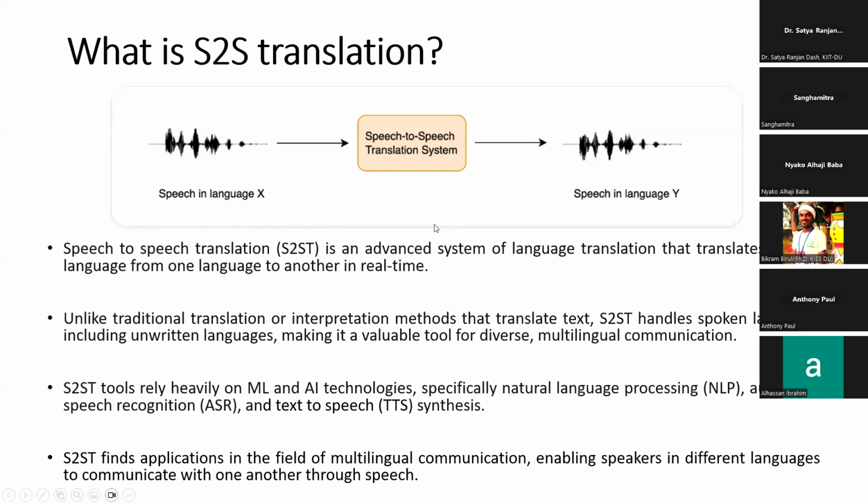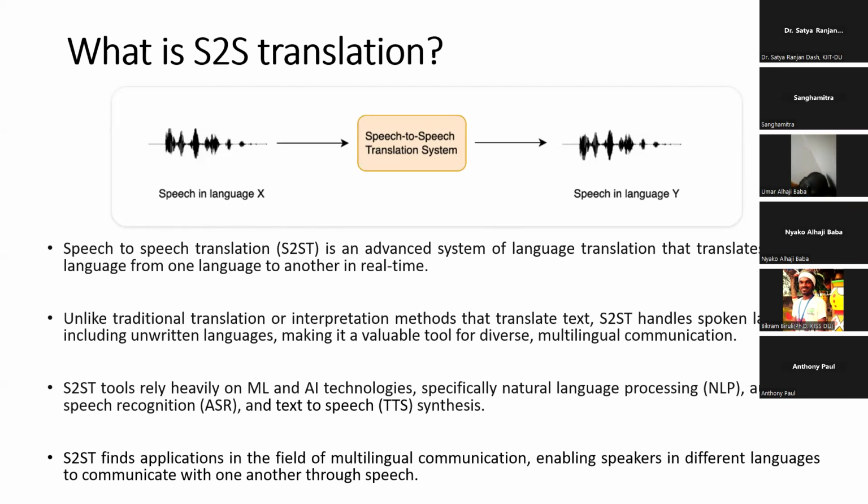The most important application is communication. I would definitely say most of us have been in a situation where we found it difficult to communicate with a person because we did not know the language in which he or she spoke. I know a particular language which the other person doesn't know, and the other person speaks a language which I do not know. In that case, it will be difficult to communicate. So an S2S translation tool or technology would definitely be handy in such a scenario, because that would help me bridge the communication gap between the two persons.